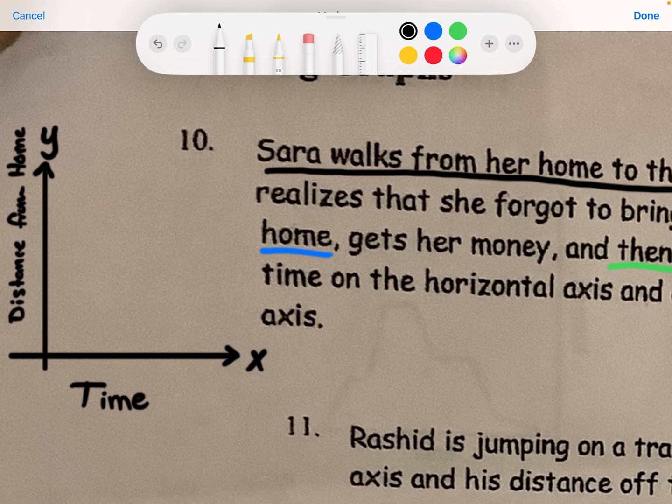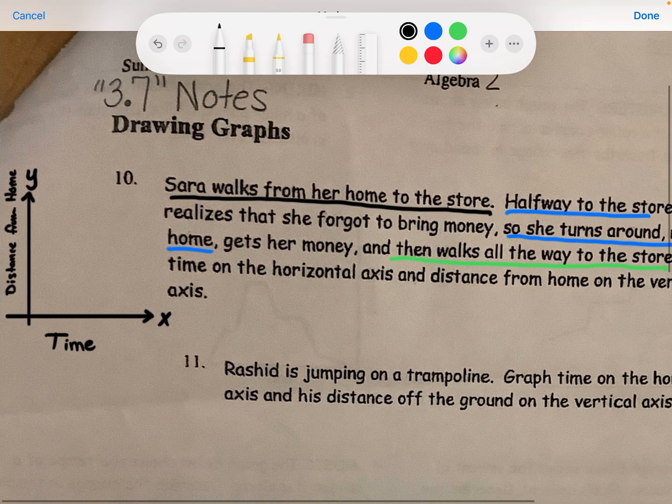So you want to imagine that the x-axis is essentially representing her house. And as we move away from the x-axis, we're moving away from the house. So let's start drawing out this story. So she starts walking from home to the store. Halfway, she realizes she forgot her money. So she turns around and goes back, gets her money, and then walks to the store. So there's our graph. So it's going up, walking away from home, turns around, takes a moment to get her money at home, and then goes back to the store.